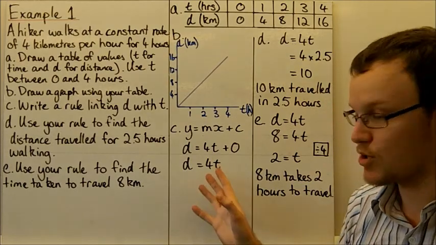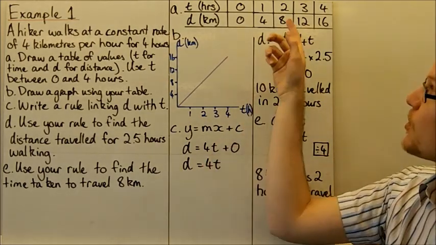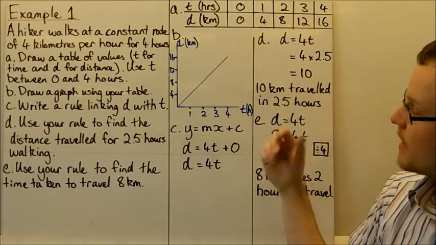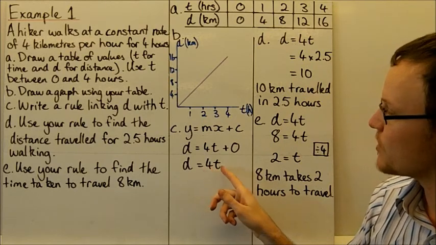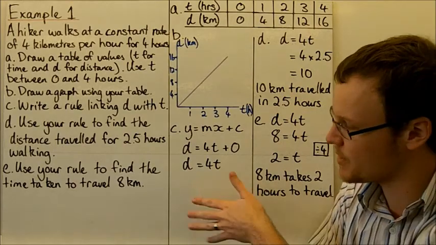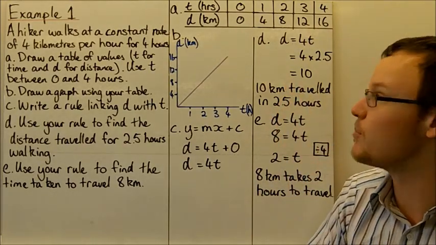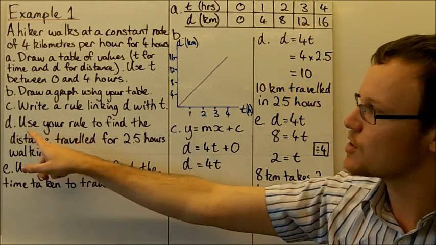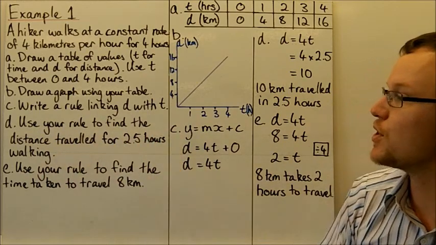Now we can just double check that that's fine and go to a point in our graph, say time equals 3. So 4 times 3 is 12, and we see that our distance is in fact 12. So we know our rule at least works for that one point. Now for our question, use our rule to find the distance travelled for 2.5 hours of walking.